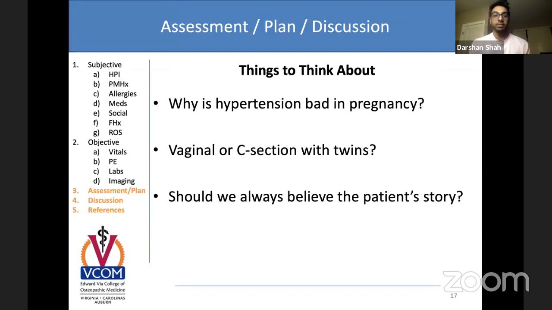Okay, so things to think about. Why is hypertension bad in pregnancy, right? What happens when you're hypertensive? Your blood flow gets constricted, right? And what does that mean? The fetus in your belly can't get as much nutrients or blood that's needed. The placenta doesn't get all the nutrients it needs because of this hypertension. So that's why we modify that and try to treat that. Vaginal or C-section with twins, I kind of just went over that. Some places will do vaginal, some places will do C-section. It's really up to the discretion of the doctors.